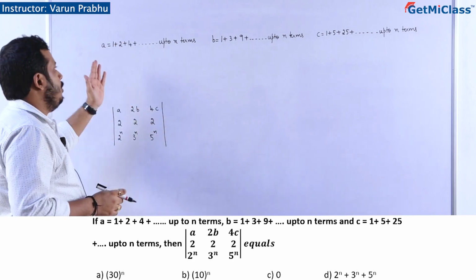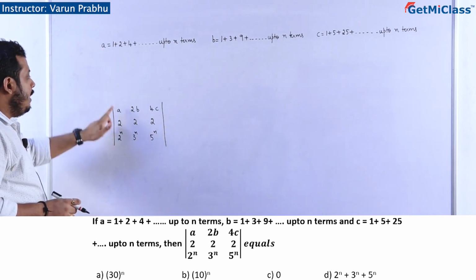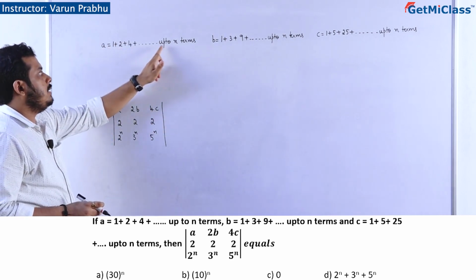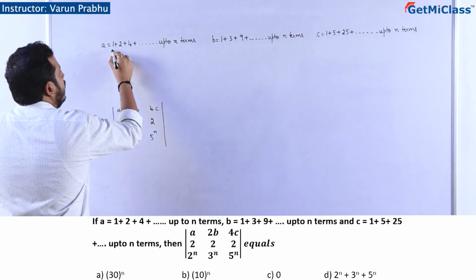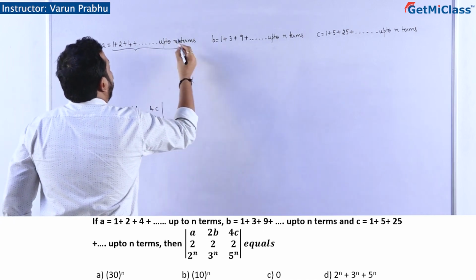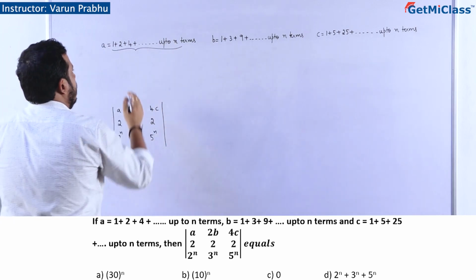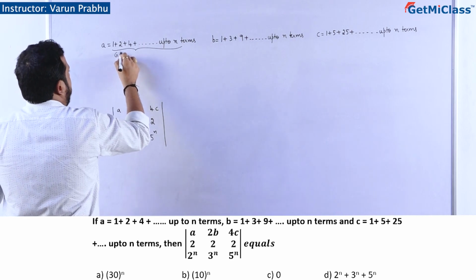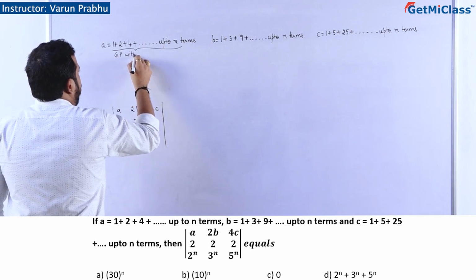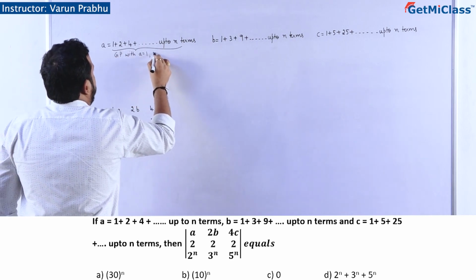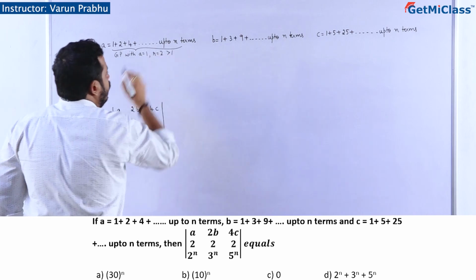Now if you look at this question, the variable a is denoted like this. It is the sum of n terms like this. If you basically see 1, 2, 4, and so on, this is in GP, right? GP, with the first term a equal to 1 and r equal to 2, which is greater than 1.